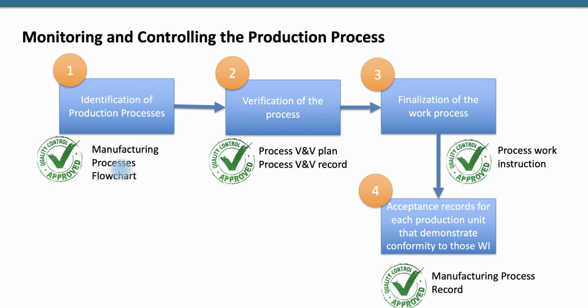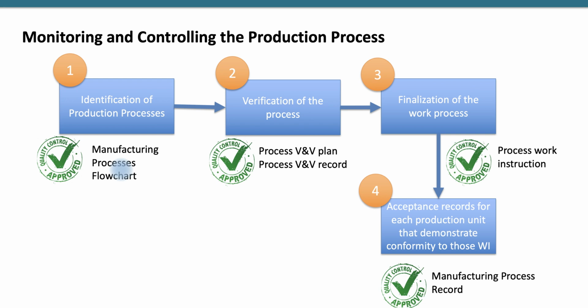As a result of this verification process, we finalize the work instructions. So we know this process works. Several testers checked this process. Now we can finalize the work instruction. This work instruction needs to be approved prior to our production.